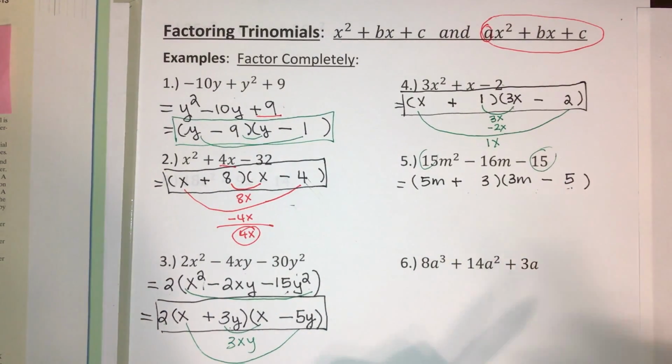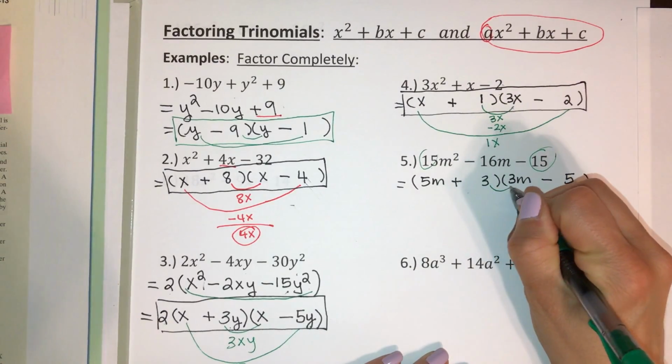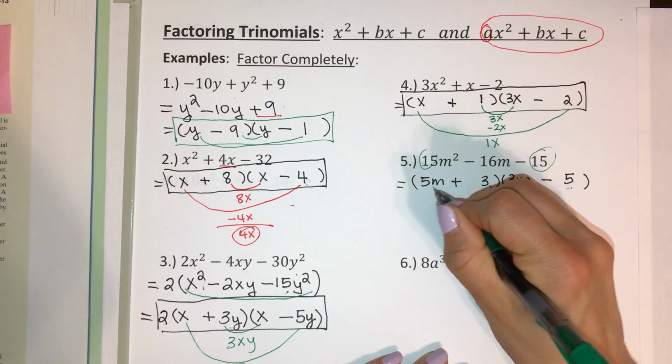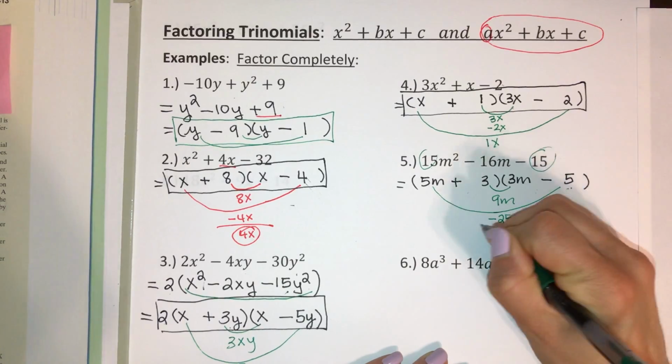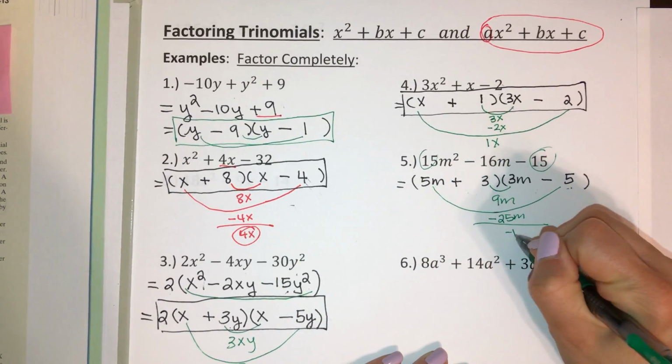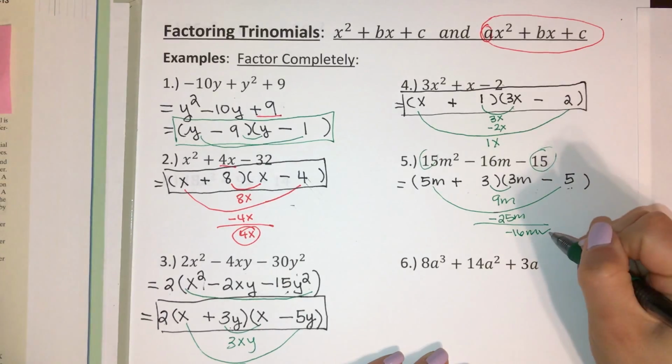We just need to make sure that it's correct. So just quickly check your work. This is 9m. That is negative 25m. And of course, when you subtract, we get negative 16m. So I know that that's correct.